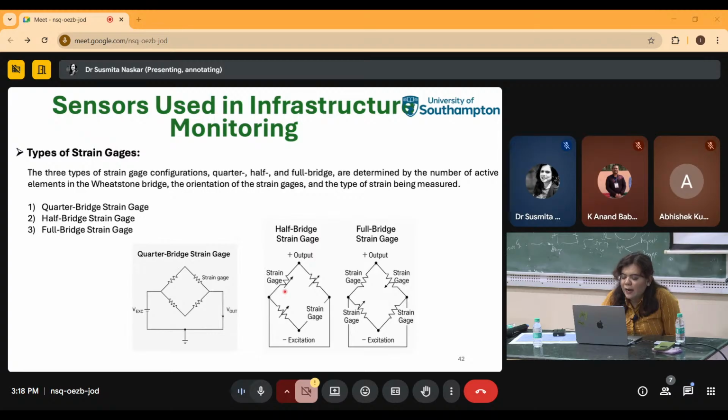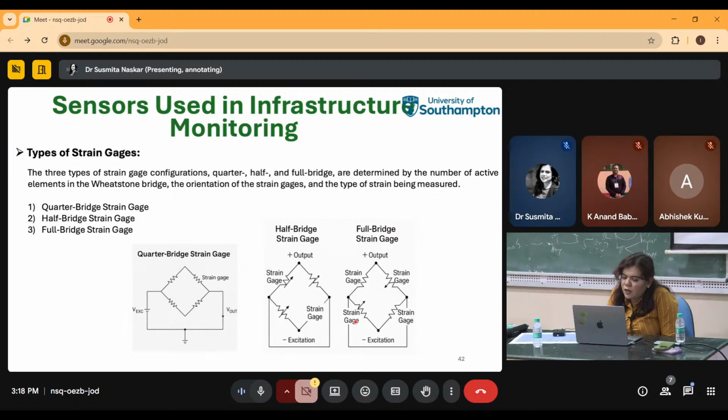Now comes the last one, which is the full bridge strain gauge. All 4 arms of the Wheatstone bridge are active strain gauges here, and this configuration offers the highest sensitivity and the best temperature compensation. This is very ideal for structural health monitoring. It is the very common type of strain gauge we generally use when we talk about structural health monitoring.